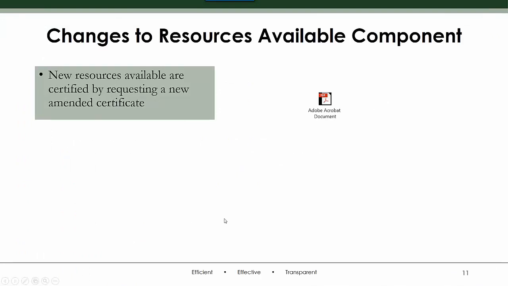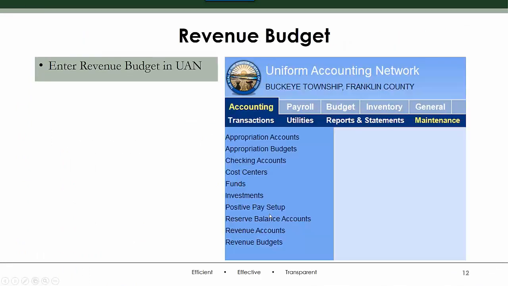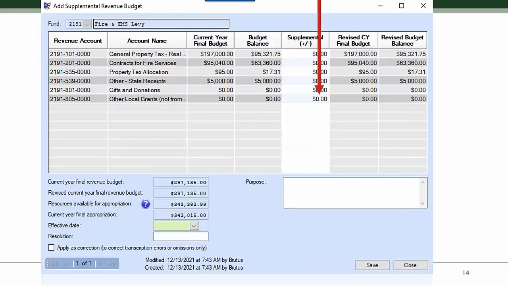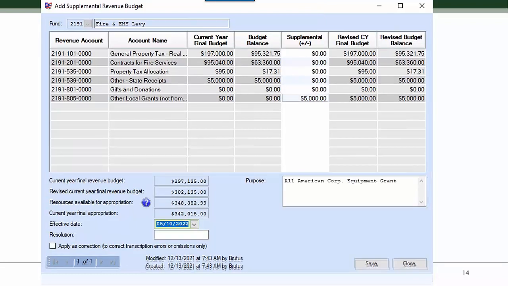All right, so to get my reports, I'm going to put in my revenue budget, like I said, accounting, maintenance, revenue budgets. I'm going to select that fund, that's my fire, and click supplemental, because this is in addition to what we currently have certified on the amended certificate. And you see my account code is already there. It's a local grant, not from a government. And LGS told me which account to use. So I'm going to fill that in.